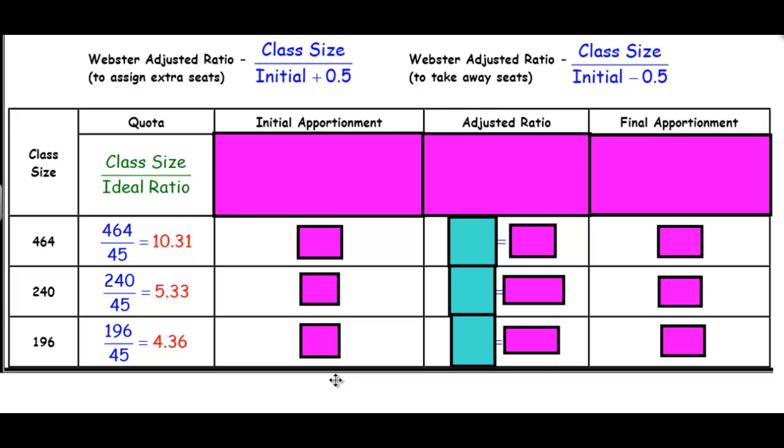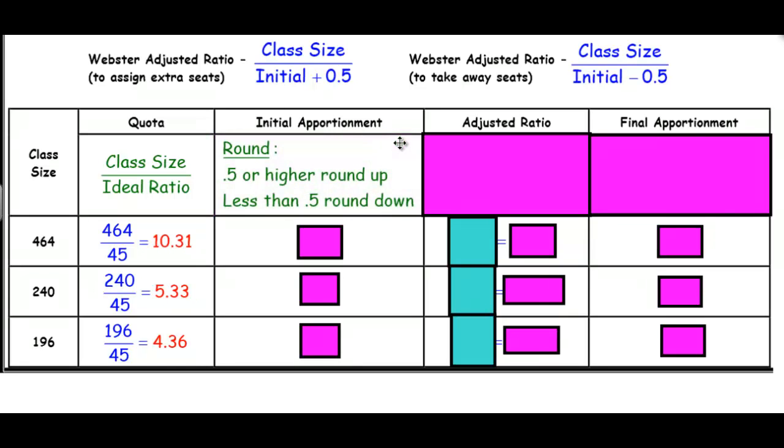But remember what we talked about on Friday was we can't actually have these decimal values. It doesn't make sense to have 10.31 of a person sitting on this class board. So what do we do? Well, before we were truncating, and the Webster method that we're going to talk about today, the initial apportionment is actually done by rounding. So if it's 0.5 or higher, you guys would round up. If it's less than 0.5, then you round down. So just rounding like you guys have always known it.